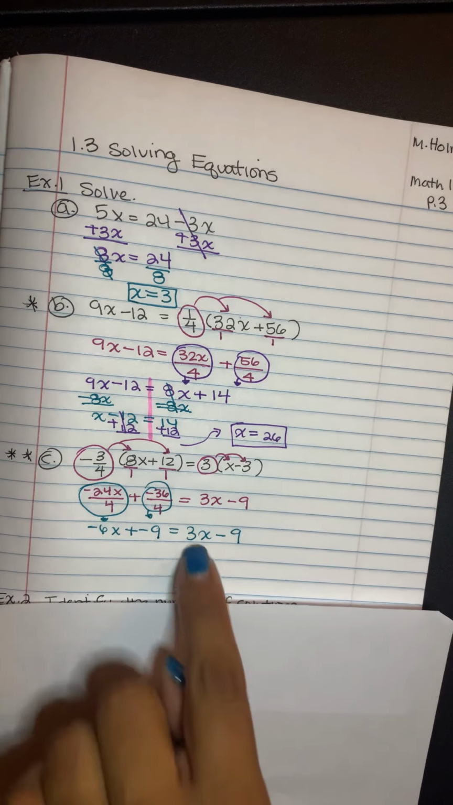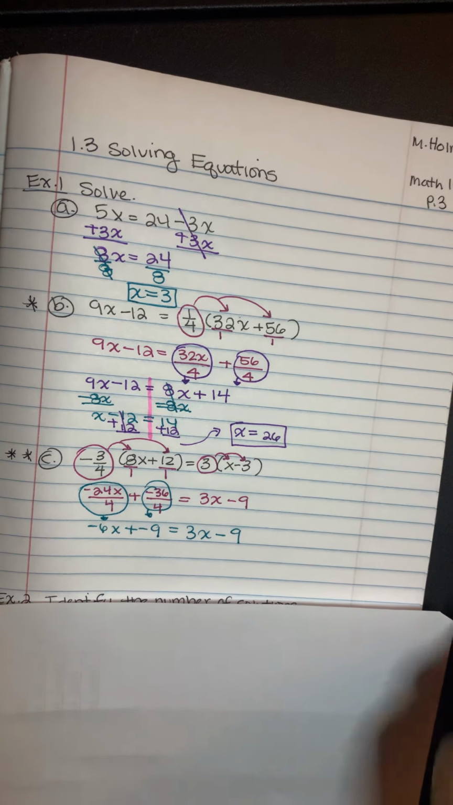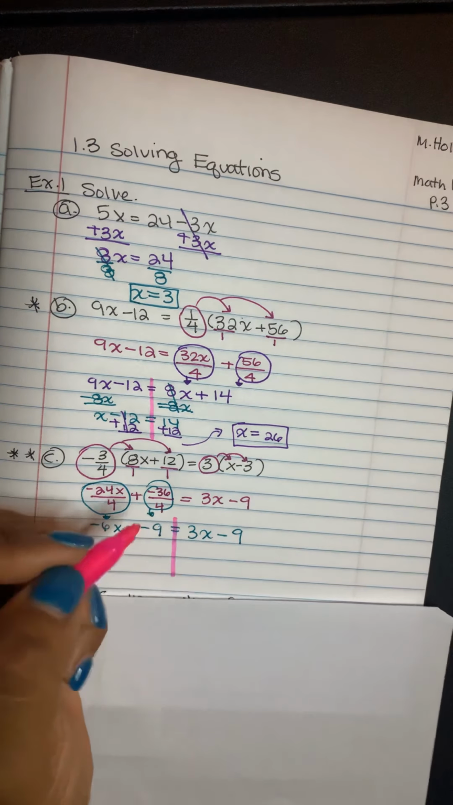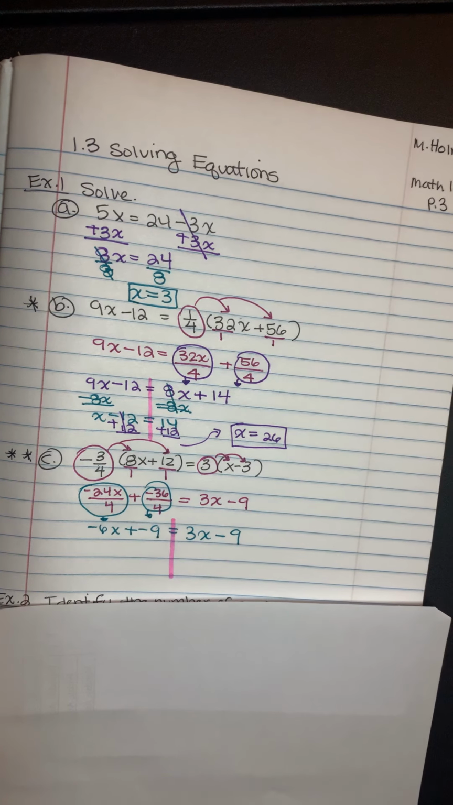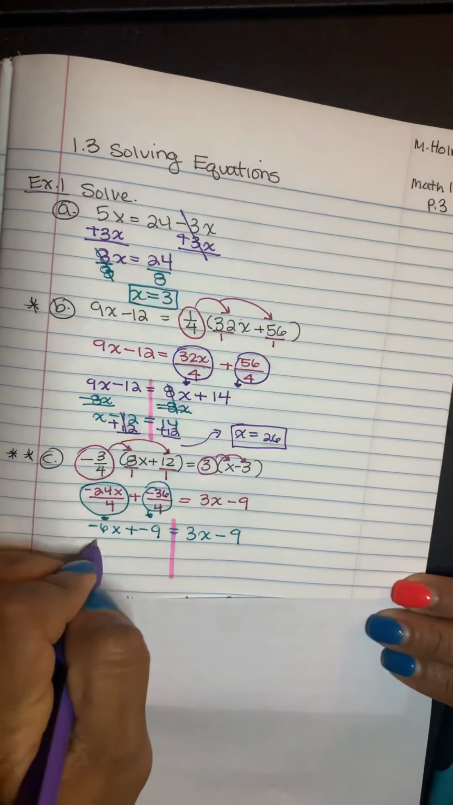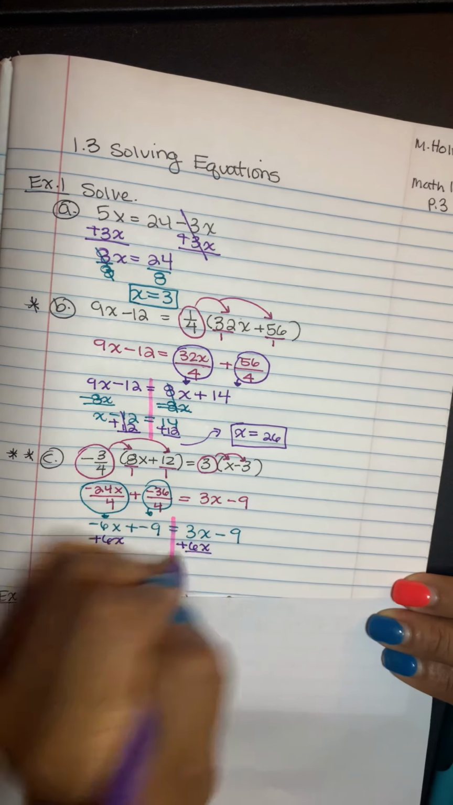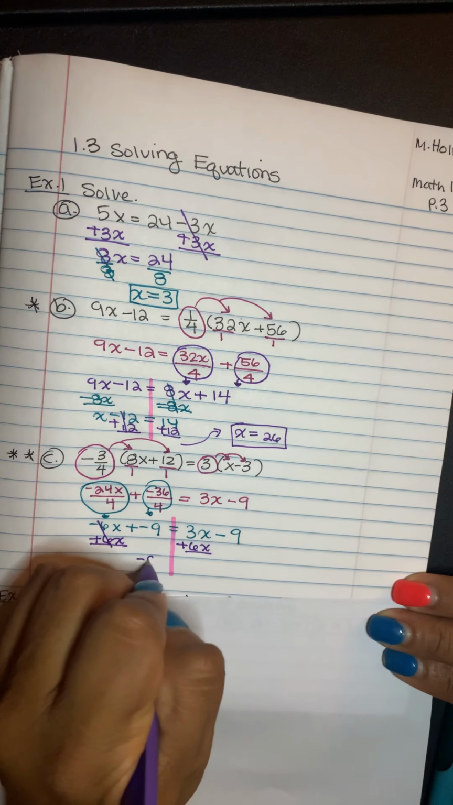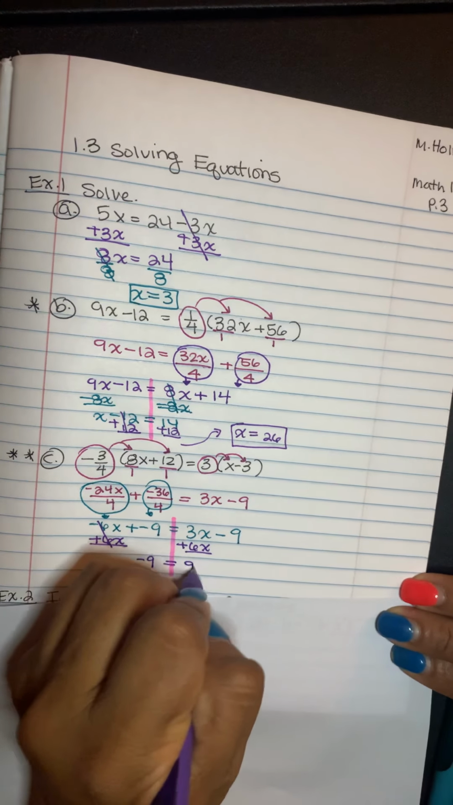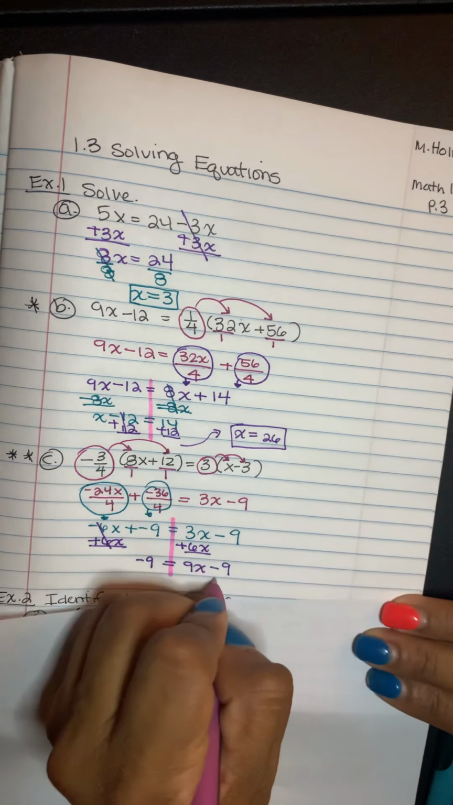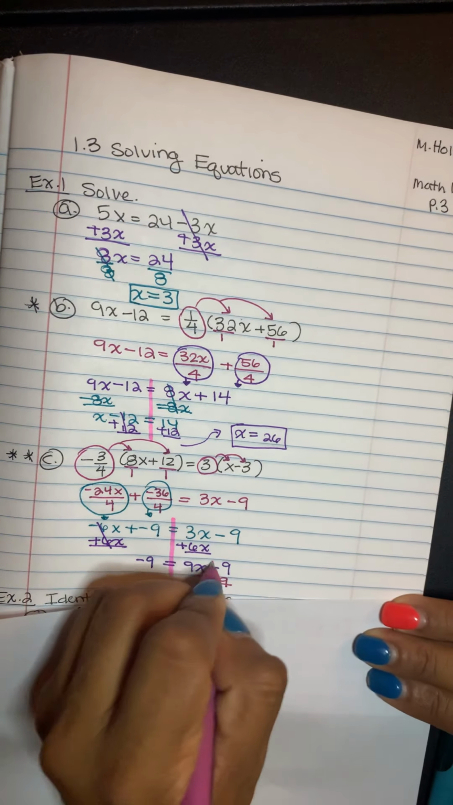It's up to you. You can bring that over. Let's bring the negative 6x to the right-hand side, because you can do that, students. Let's do it. Let's switch it up a little. So I'm going to have to add 6x. Negative 9 is equal to 9x minus 9. Now, no matter which route you decide to go, you're going to get the same answer.